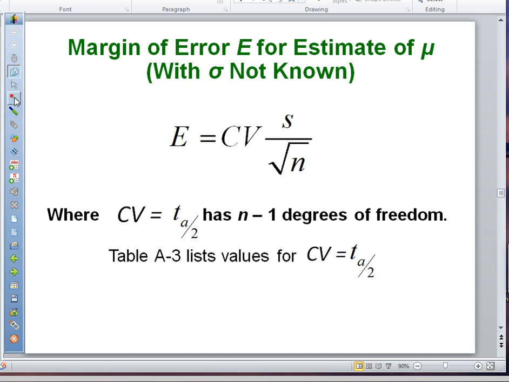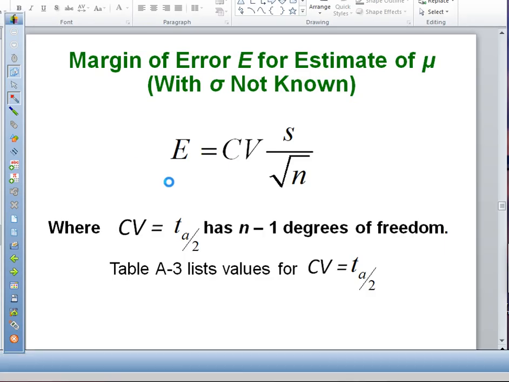So this is your error. This is just highlighting, again, your error: it's critical value times s over square root of n instead of sigma, and your critical value is no longer based upon the z table, it's based upon the t table. So this is the time to get out your t table that you have downloaded from Canvas.